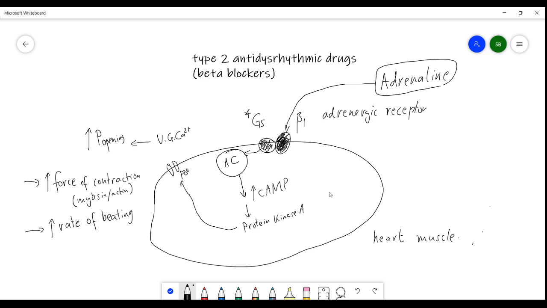And there are also other effects that activating beta 1 receptors does indirectly, which is also to increase the rate at which calcium is pumped into these intracellular stores. So that means in the sarcoplasmic reticulum, you've now got more calcium packed in here. So that means that when calcium is released from here during the heartbeat, you get a bigger calcium signal. That also increases the strength.